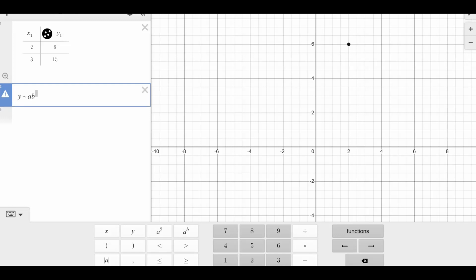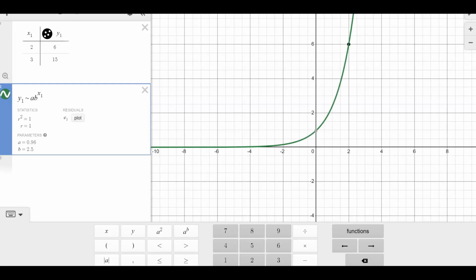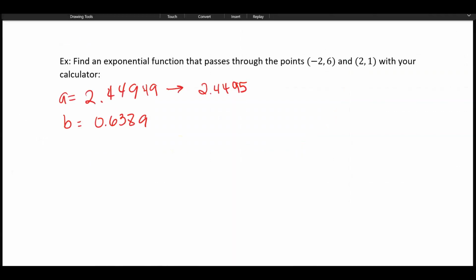Oh, you know what? I forgot the 1. So it has to be y1, because we need to call the variable from before. And then this is going to be x1. And so there's our function. Notice here's our A, our initial value, and then our B, our growth. So that's how we would use the Desmos calculator for doing this type of problem.